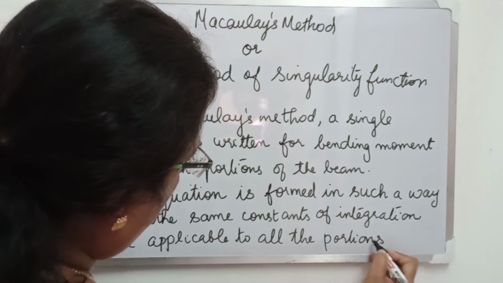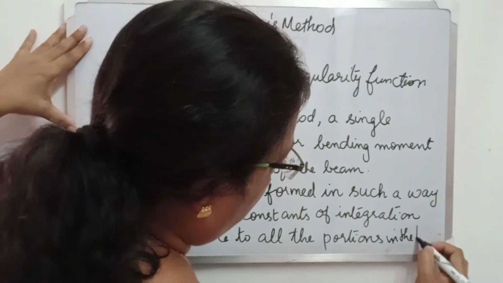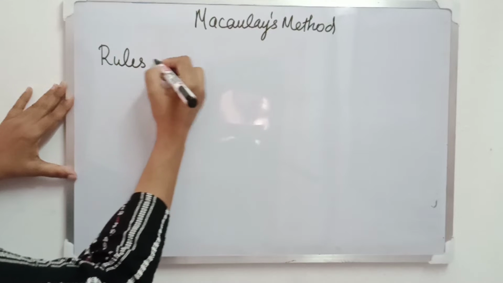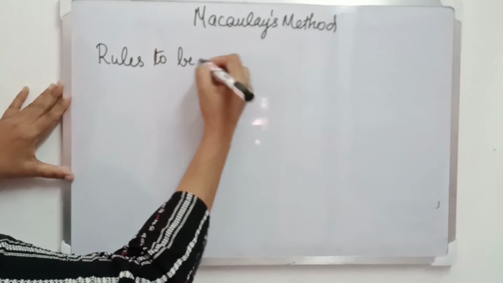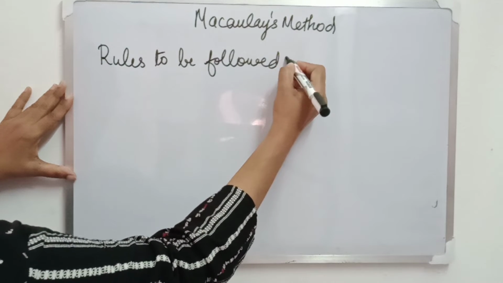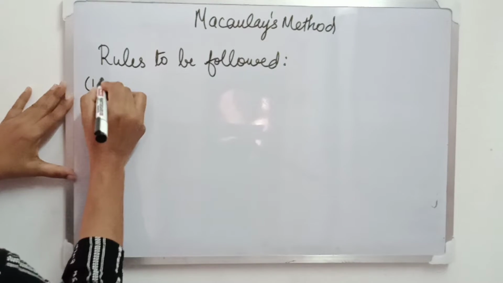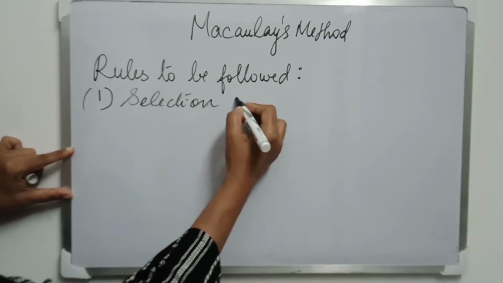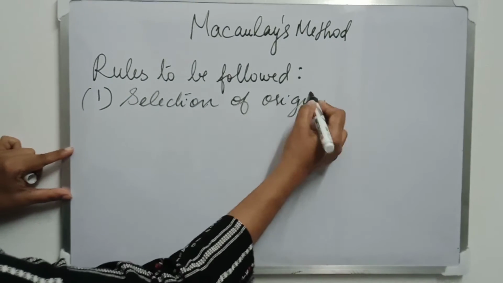Macaulay's method is also a type of double integration method, but here we need to follow some rules in applying Macaulay's method. Let us now see what are the rules to be followed while applying Macaulay's method to find the deflection at any point in the beam. So the first rule is regarding the selection of origin.